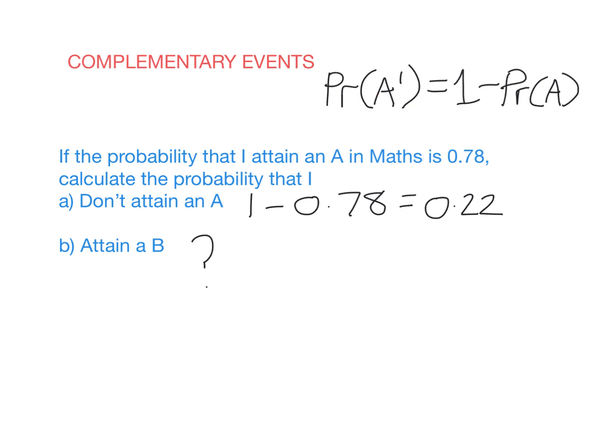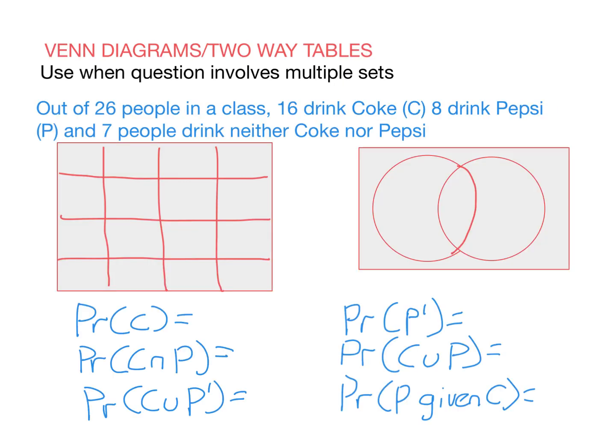All right, let's now take a look at Venn diagrams and two-way tables. Venn diagrams and two-way tables are used when we have questions involving multiple sets. The whole point of them is to display the information, how many are in each set, in a convenient way so that we can answer probability questions easier. Two-way tables and Venn diagrams do exactly the same thing. They're used for the exact same purpose. So let's look at a question.